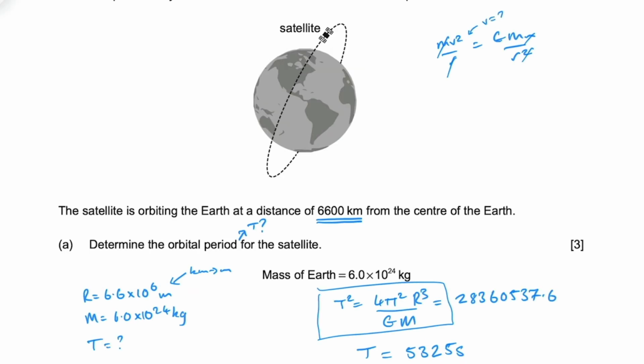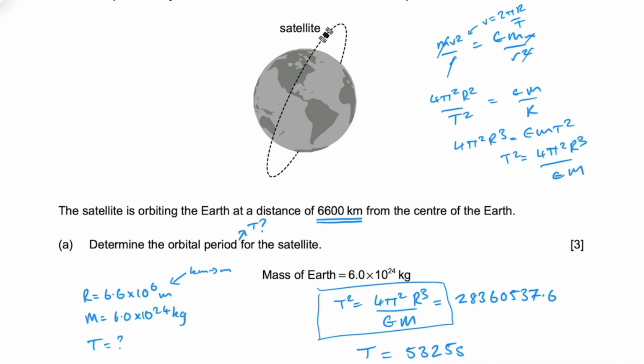v is equal to 2 pi r over T. So we've got 4 pi squared r squared over T squared equals GM over r, and then cross multiply: 4 pi squared r cubed equals GMT squared. So T squared equals 4 pi squared r cubed over GM. Either become very quick at deriving that or just memorise it.